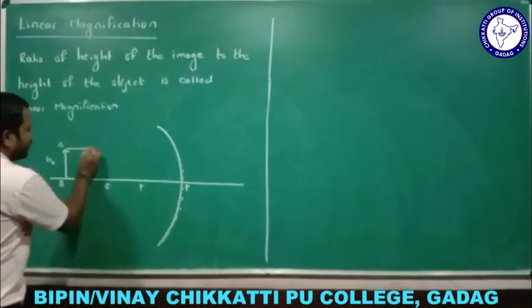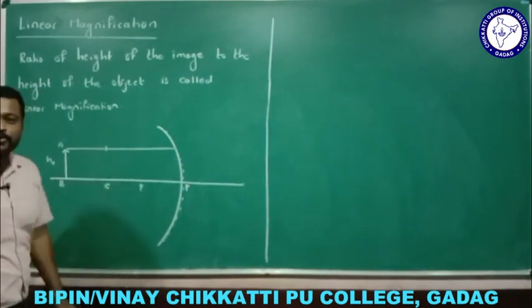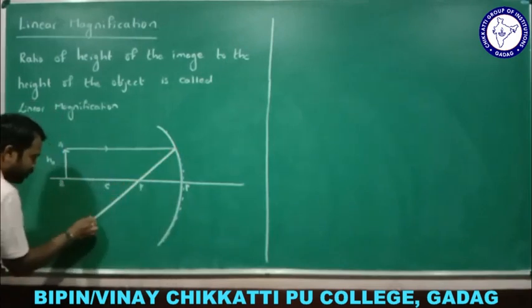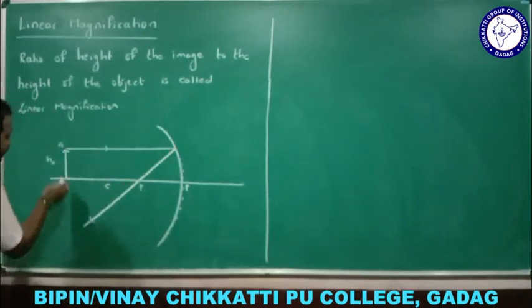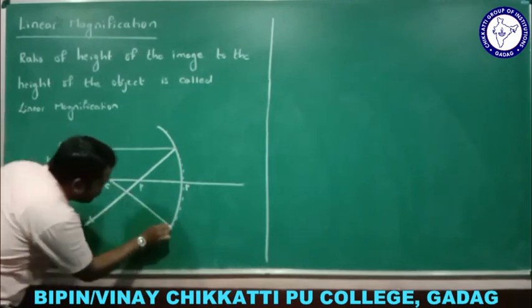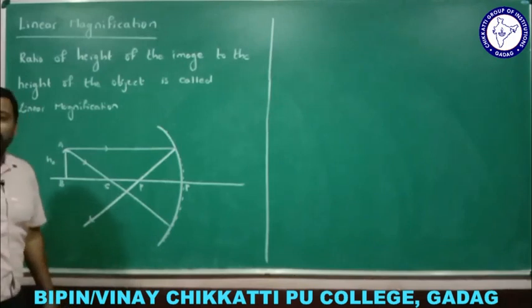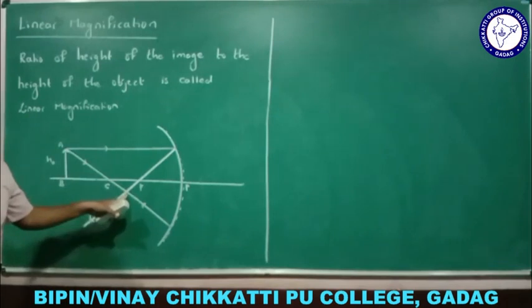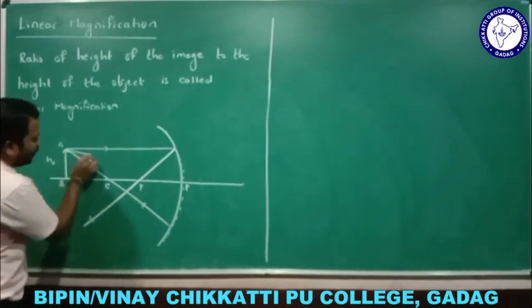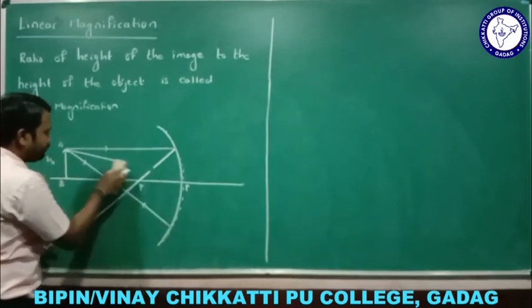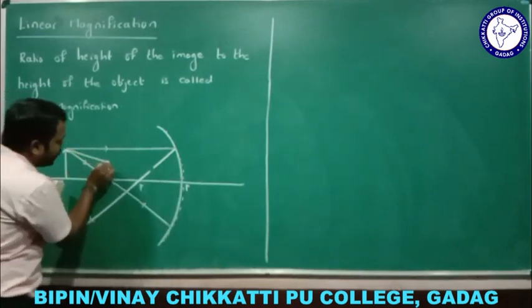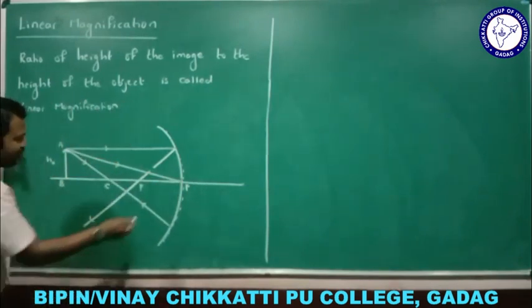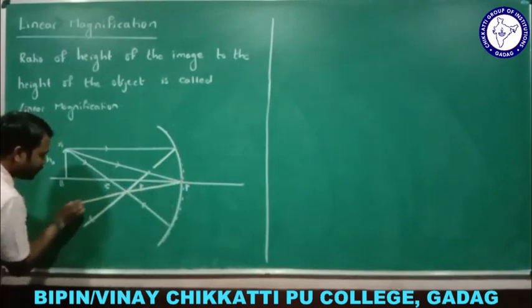First rule: if the incident ray is parallel, where must the reflected ray go? It must pass through the principal focus. Second rule: if the ray of light passes through the center of curvature, where must the reflected ray go? It retraces the same path. What if the ray falls at the pole? The incident ray falls at the pole, and the reflected ray obeys the law of reflection, and it will pass through this point.